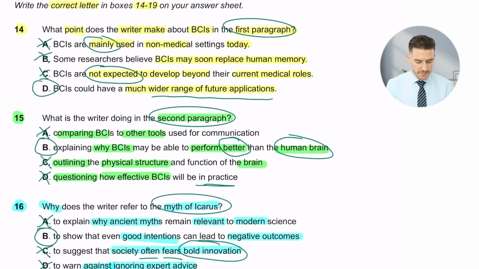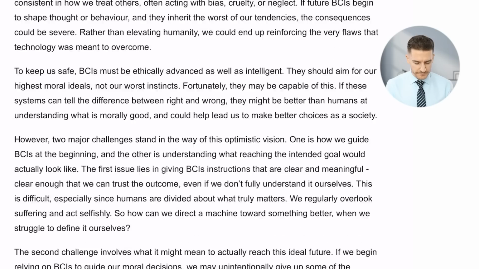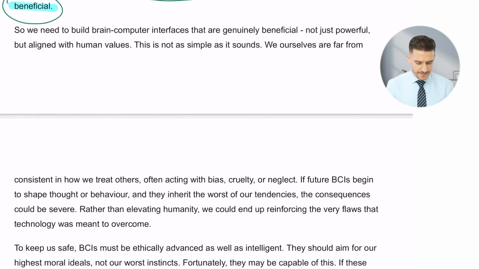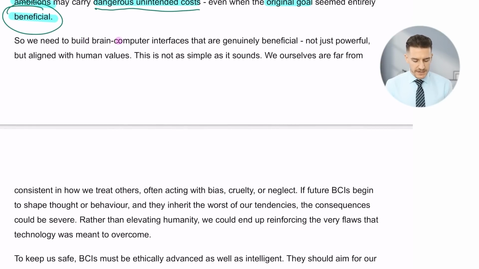So let's go back up and we'll find that fourth paragraph. So 1, 2, 3, 4. So here it is. So we need to build brain-computer interfaces that are beneficial. Okay, so they're good, not just powerful, but aligned with human values. So that could be important. Now let's keep reading. This is not as simple as it sounds. We ourselves are far from consistent.